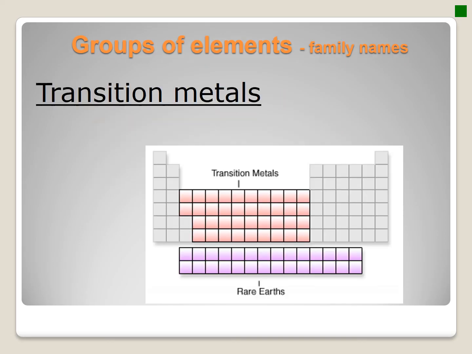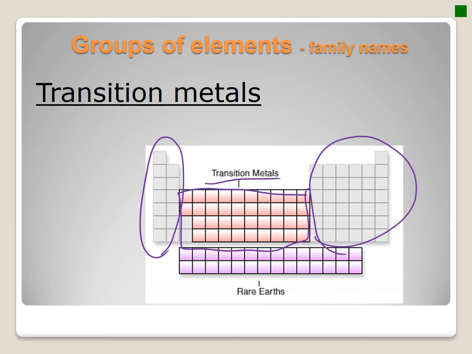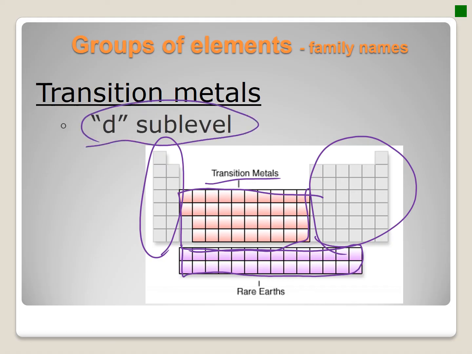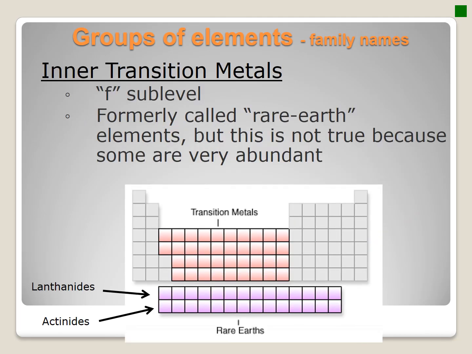So if it's not a group A element, which are these guys that I'm circling right now, or a representative element, then they are either a transition metal, which is this group right here in the center, or these guys, which are known as the inner transition metals. Okay, so transition metals is the D sublevel. Once again, I will be talking about this more later in another unit, but right now I just want you guys to understand that these are transition metals. They're not considered representative metals.